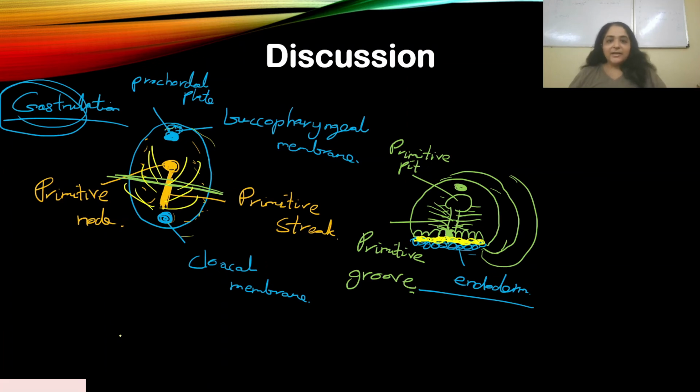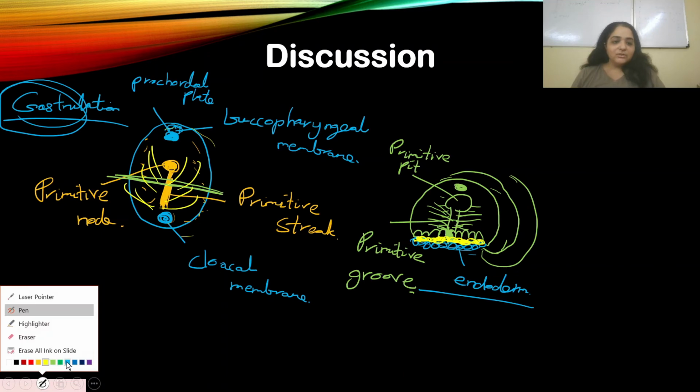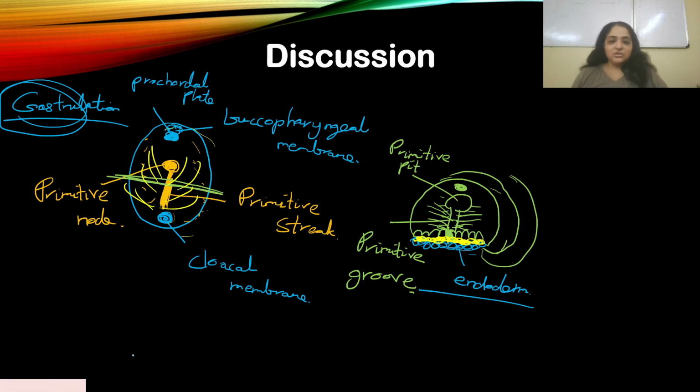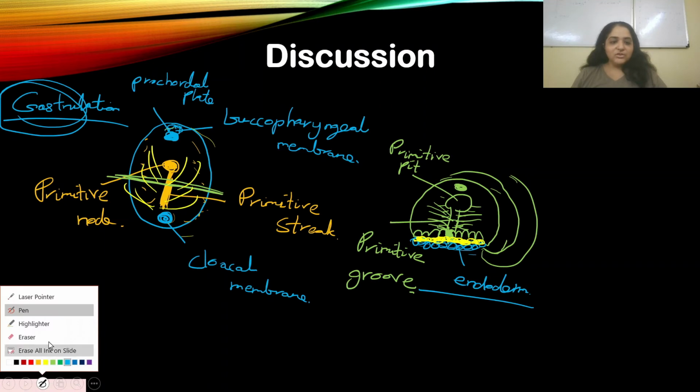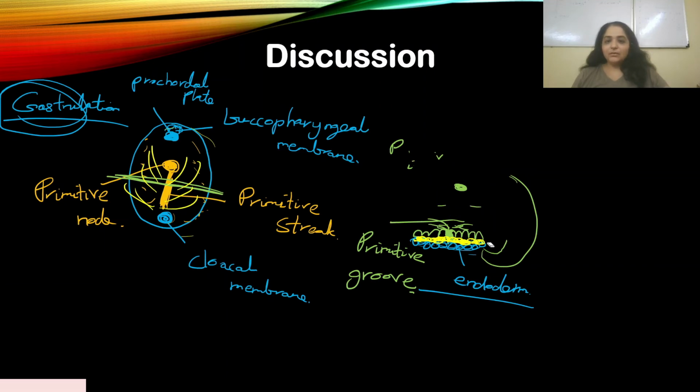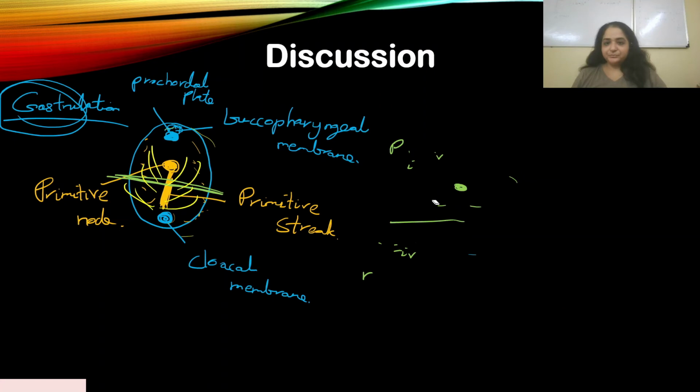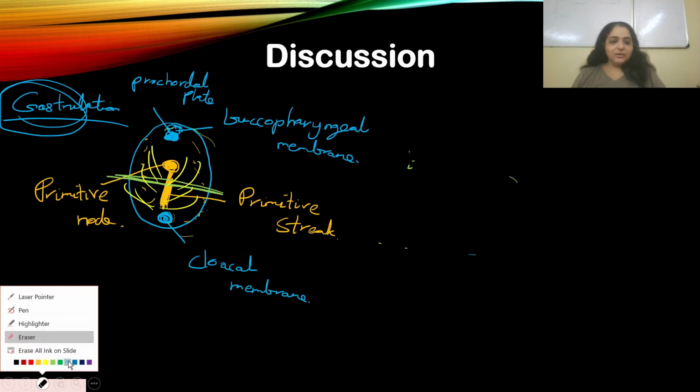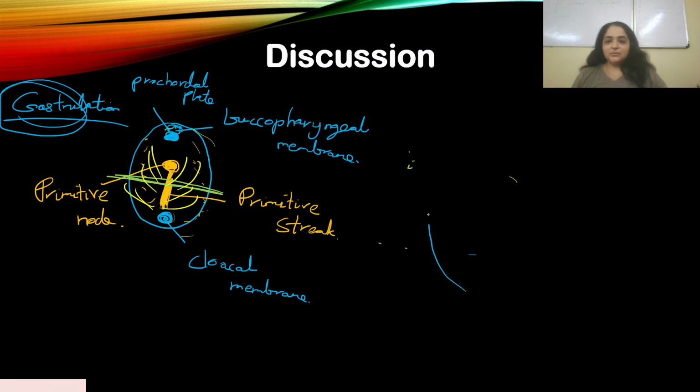But by the time gastrulation is complete, by the time the 3 germinal layers have been formed, you will see that the embryo structure is not oval shaped anymore. It becomes pear shaped. This was the oval shape. Now think of it this way: this part is narrow, and this top part is broad.